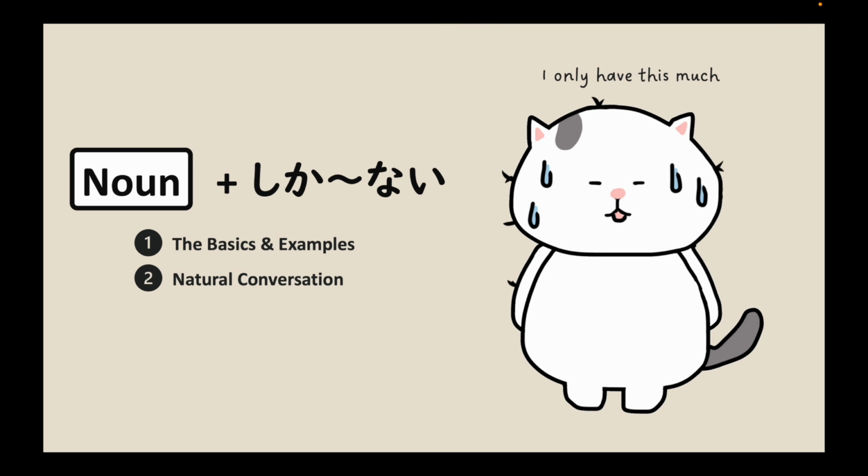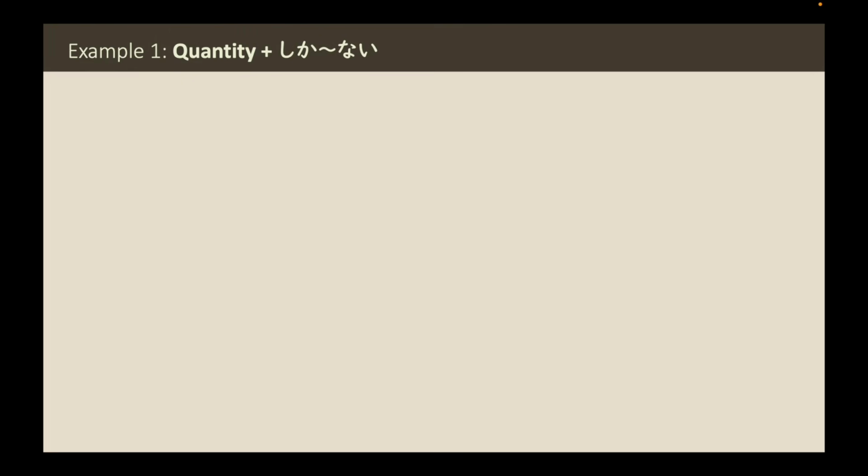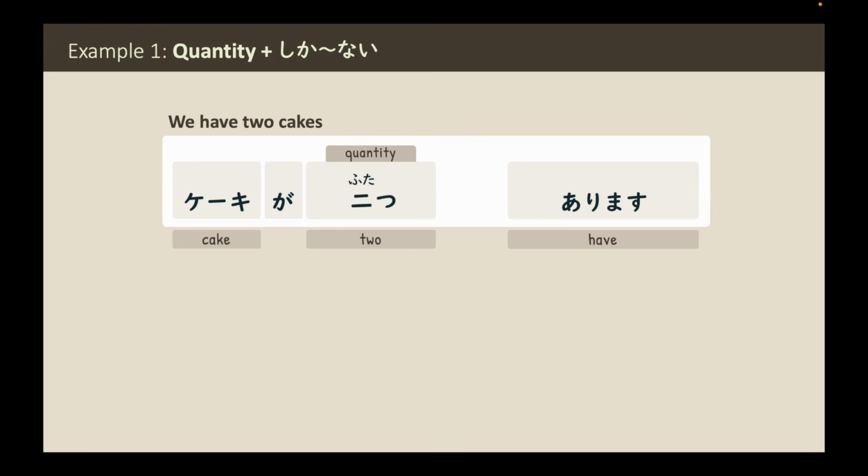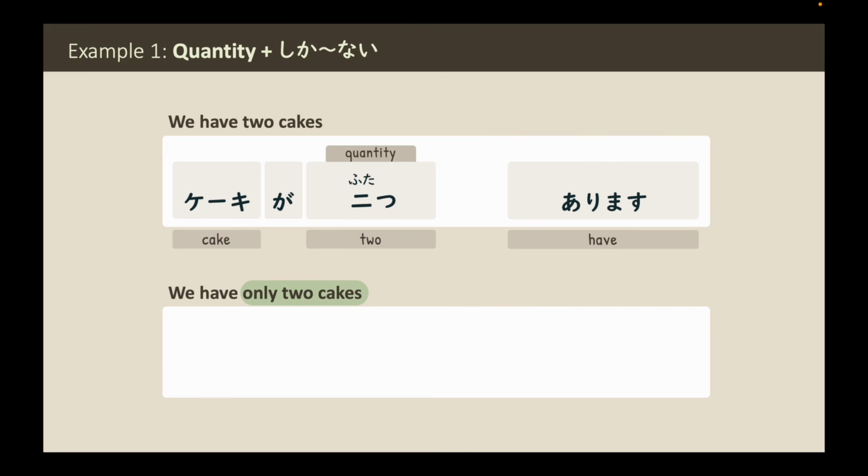In this video, we're going to learn how to use noun plus shika nai in Japanese. Let's start with a simple sentence. We have two cakes. ケーキが2つあります。Now, if you have to share the cakes with 5 people, 2 might not be enough. So you would want to say, we have only 2 cakes. In that case, we add shika after the quantity and use a negative form.